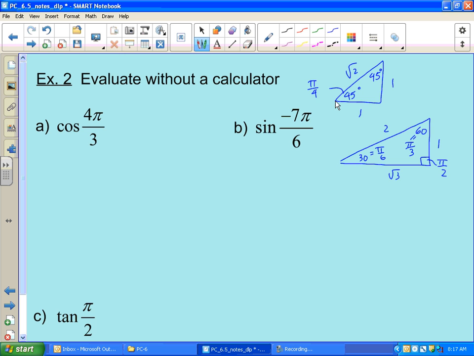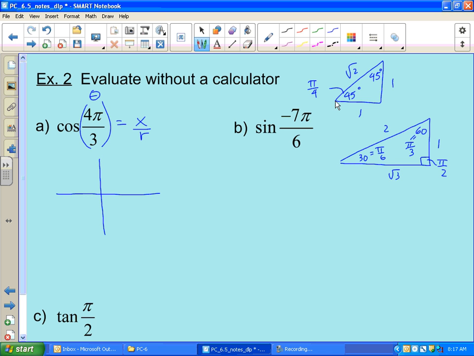All right, so what we do on these, we have been given some angle, and we are looking for these ratios. So I'm looking for what the ratio of this cosine of 4 pi over 3 is. So what we do first is, like we've done in the past with our other sections that dealt with this, we put ourselves in the right place.